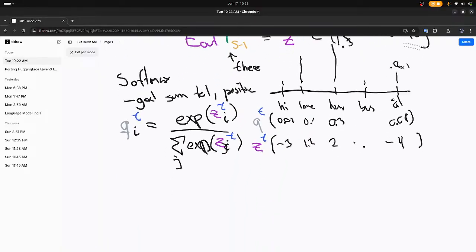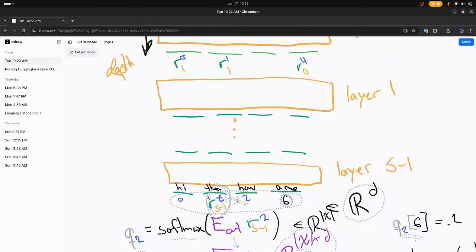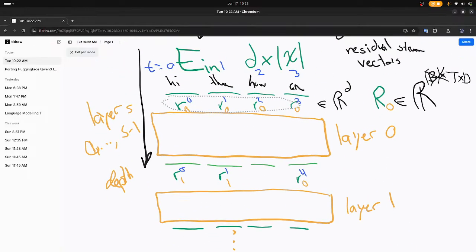Great. So how does now a single layer work? How does it work here?